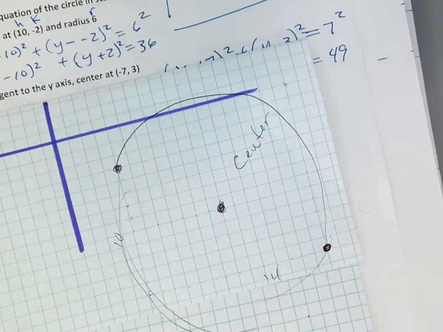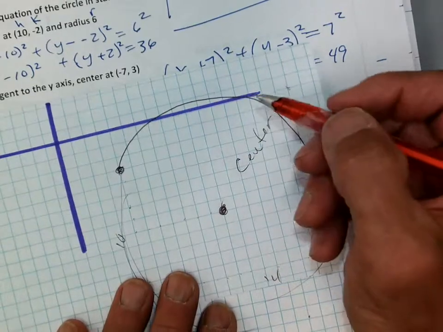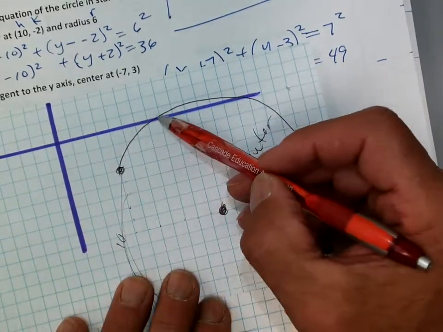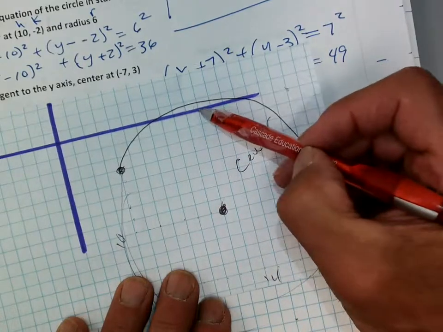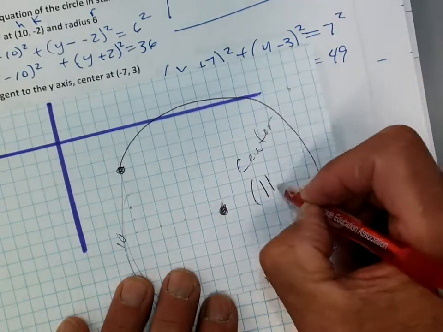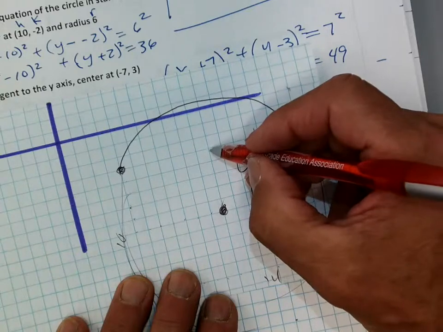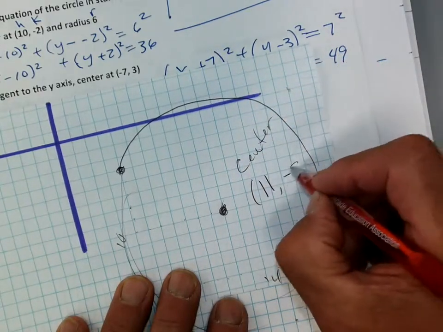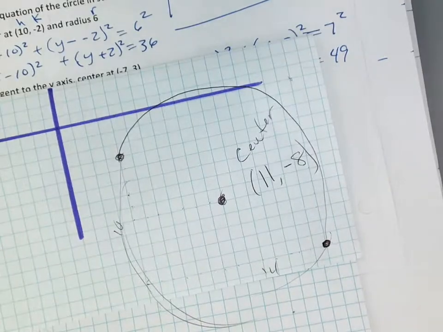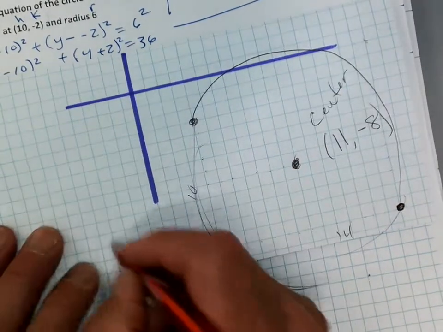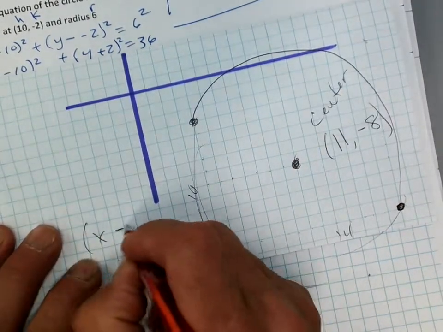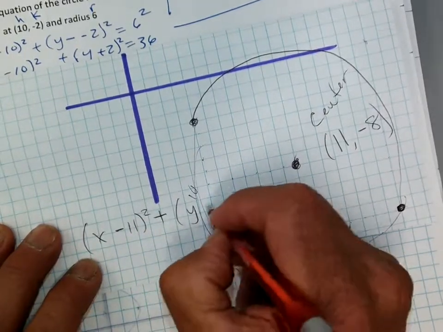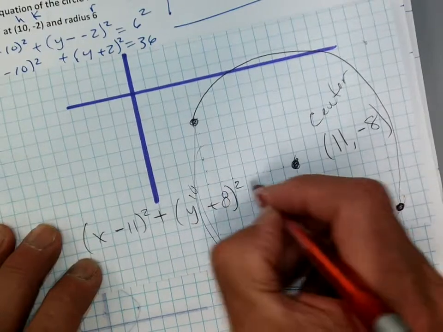We're getting close. So my center's at the coordinate 11, counting 1 through 11, and then counting 1 through 8, at negative 8. Okay, so there's my center. So here's part of my equation, right? My equation is going to go something like this. I'm going to have x minus 11 squared plus y plus 8 squared equals r squared.